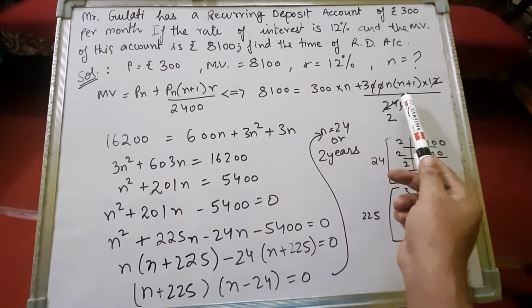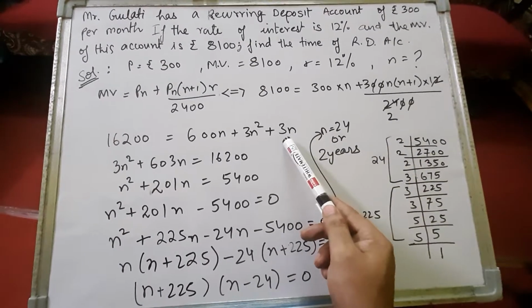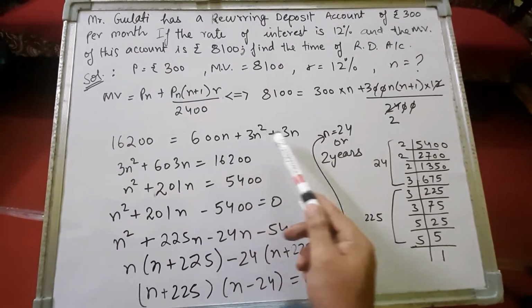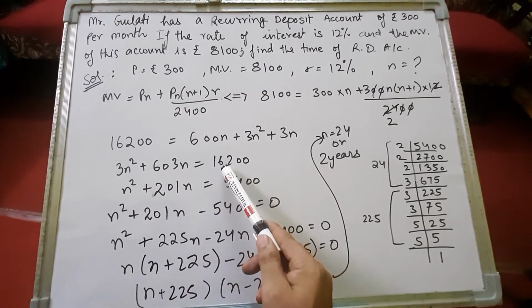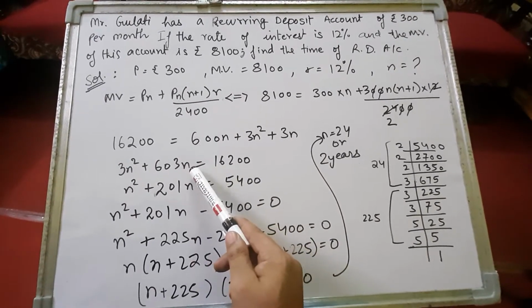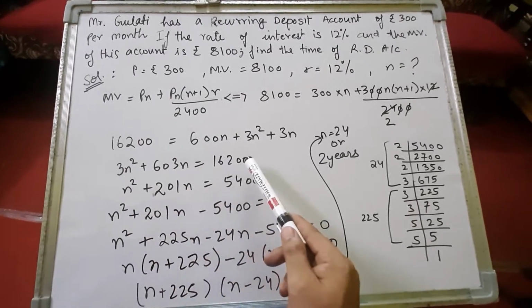3n multiplied inside the bracket gives 3n square plus 3n. When we add these two terms, it will become 600 plus 3n equals 16,200. Now I have taken 3 common from these two terms and cross multiplied.